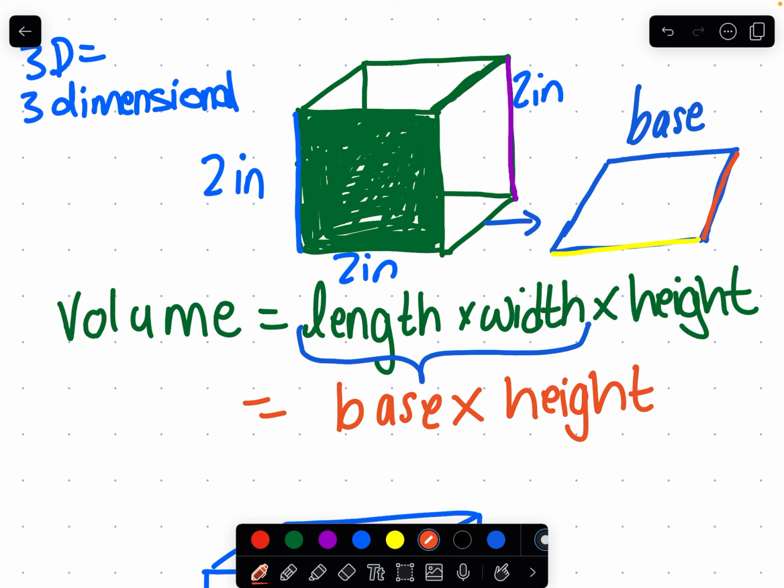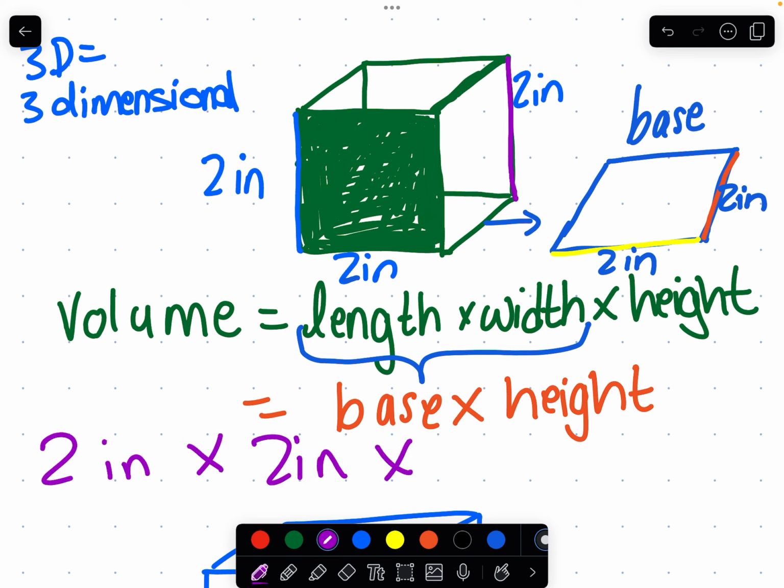So now let's do it. What is the length times the width times the height? Well, we've got the length. We'll start there. Here's the length, and we're going to put that here too, 2 inches. The width, so we're looking at this part here, is also 2 inches. And then the height of this cuboid is also 2 inches. And what is 2 times 2 times 2? Well, 2 times 2 is 4, 4 times 2 is 8.